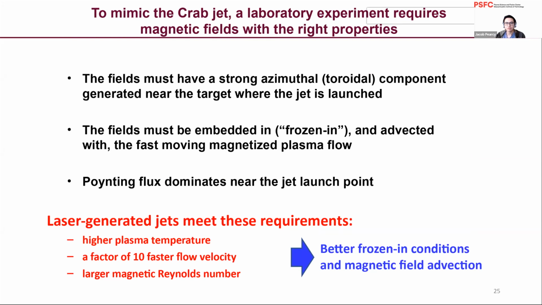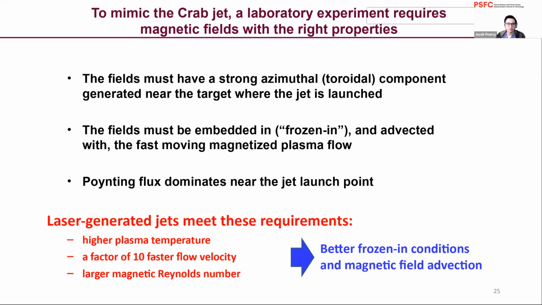So to mimic the jet from the Crab Nebula, the laboratory experiment requires magnetic fields that have the right properties. So the fields must have a strong azimuthal or toroidal component, which is generated near the target where the jet is launched, which is to say that's the field going around the perimeter of the jet. And then the fields must be embedded or frozen in so that they can be advected with the fast-moving magnetized plasma flow. And the Poynting flux, which is essentially the energy carried by the fields, has to dominate near the jet launch point rather than the energy that's carried by the particles.